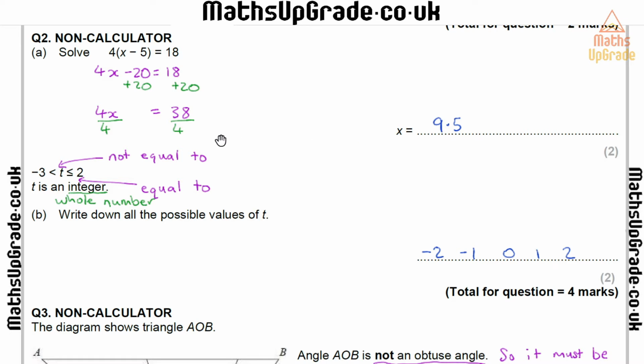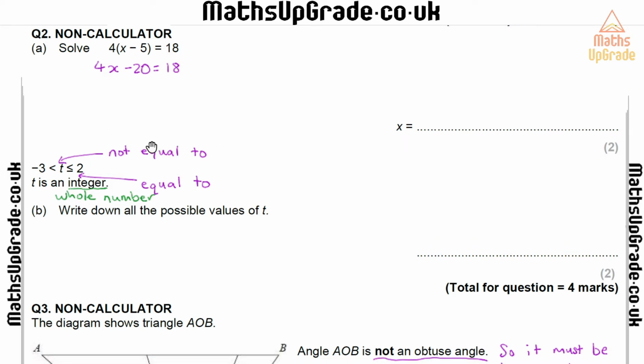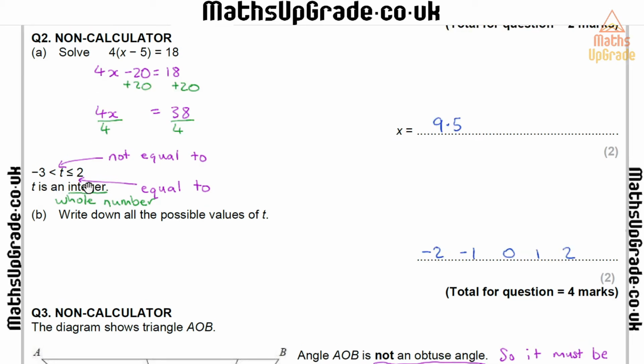Part B, I need to write down all the possible values of t. Well, I know this symbol here means less than, and this symbol here means less than or equal to. So what that says is t is in between -3 and 2. It could equal 2. It's a whole number, so all the whole numbers between -3 and 2, including 2, are -2, -1, 0, 1 and 2. It doesn't include -3 as a value, since it doesn't include that symbol there, and that's 4 marks.